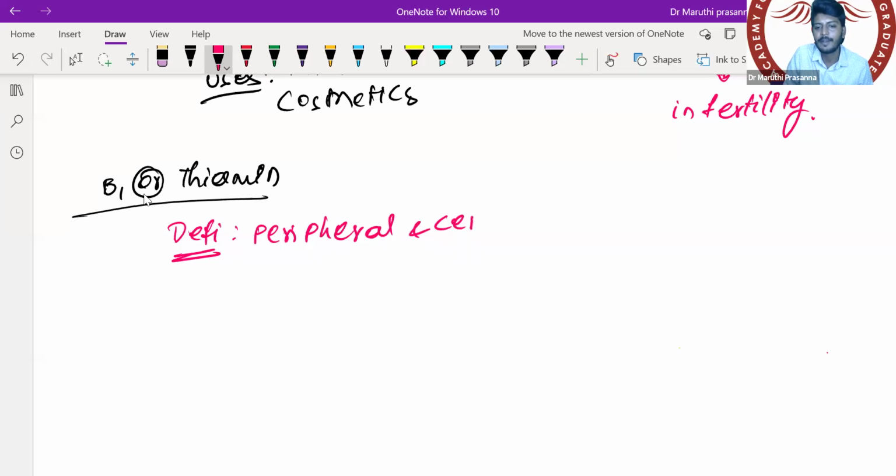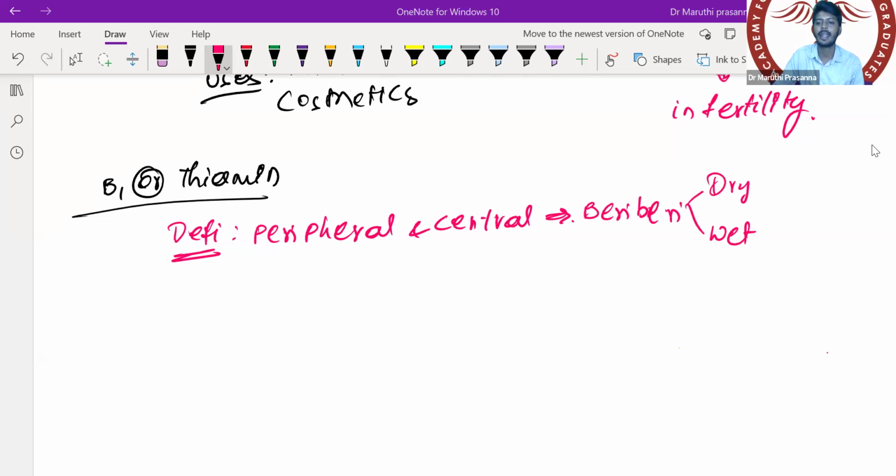If there is both peripheral and central deficiency, then we get which disease? Come on, you should be active in this one. Thiamine deficiency leads to which disease? Everybody should tell. Beriberi. Beriberi can be divided into two types: dry beriberi and wet beriberi. In wet beriberi there is involvement of the CVS. The cardiovascular system will be affected.